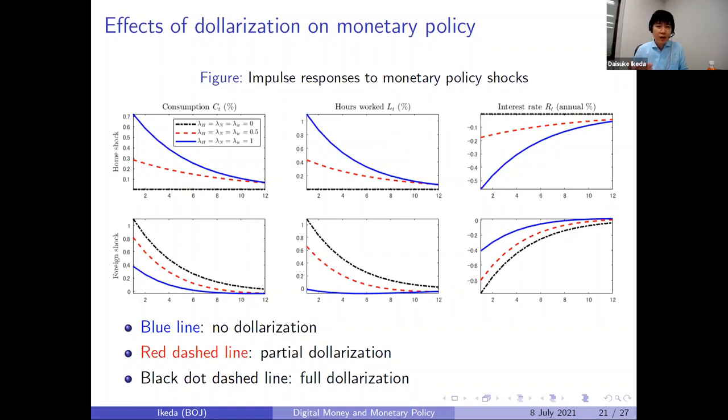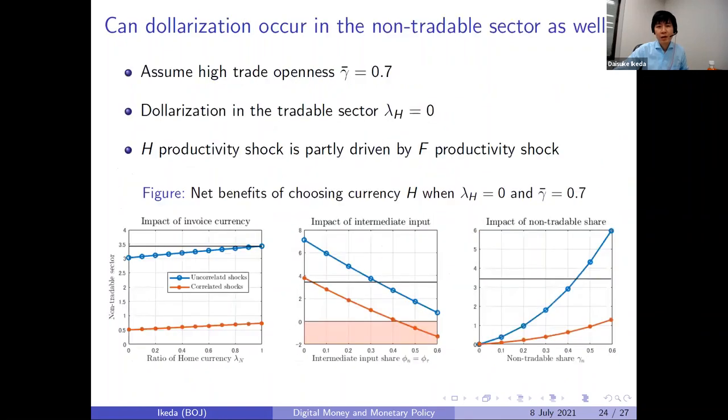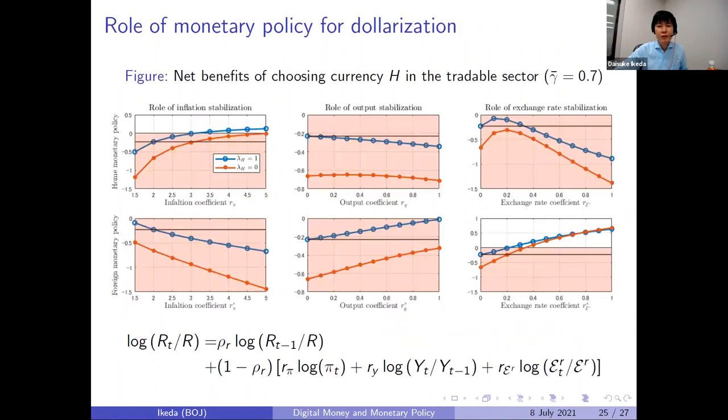So the effectiveness of monetary policy decreases as digital dollarization deepens. And also, digital dollarization is more likely to occur in a country that has a smaller economic size and is more open to trade. So I'd like to focus on the third question: can a central bank block or maybe facilitate digital dollarization in a home country?